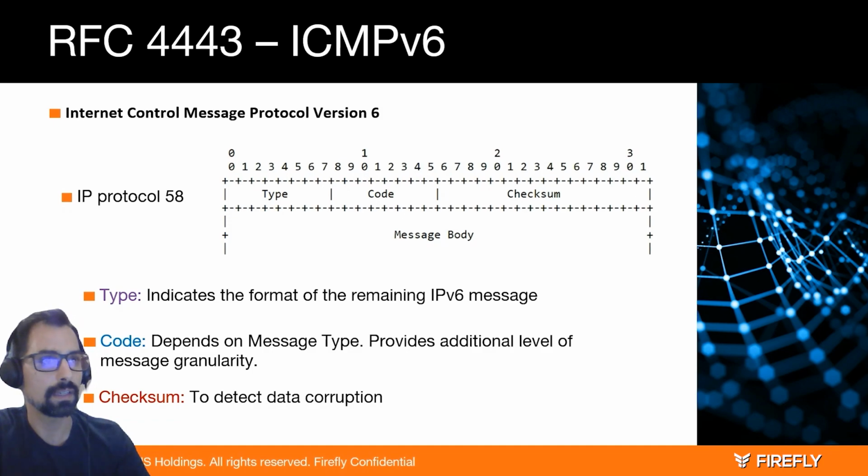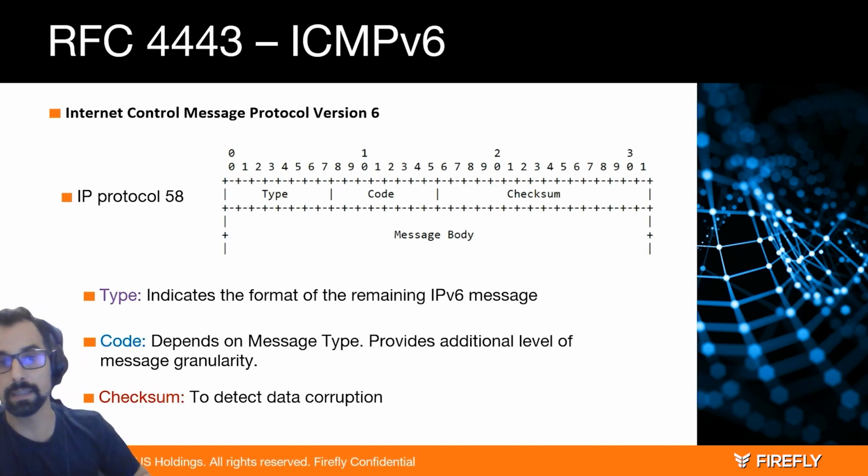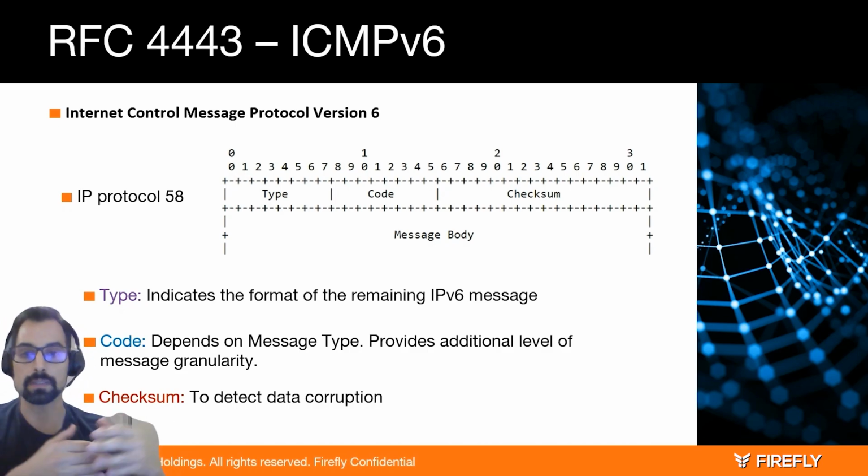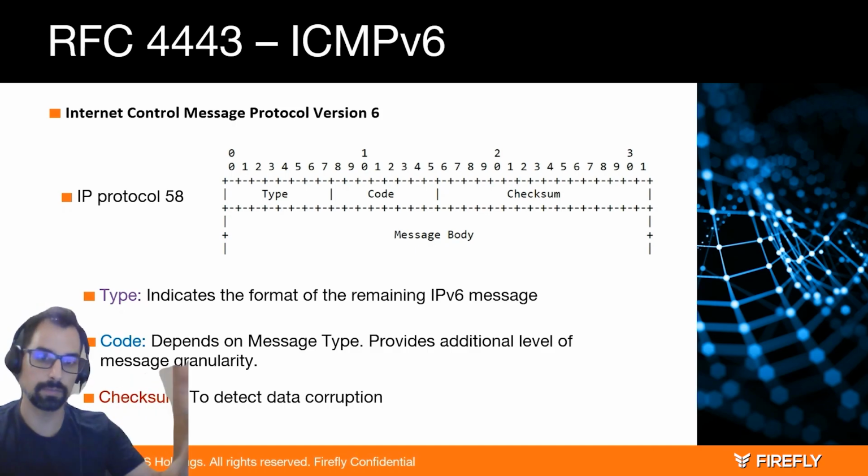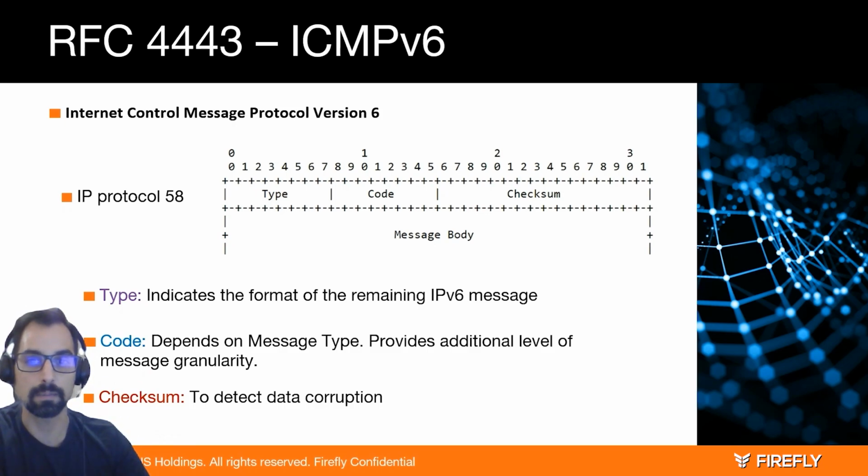As you can see here, ICMP version 6 is actually its own IP protocol 58, and this is the general format. On our first 32 bits we'll have the type that indicates the format of the remaining IPv6 message. We're going to see some examples of different types. Then we have the code, which depending on the type is going to have more information and message granularity, for more options on that specific message. And as usual, the checksum, to make sure that the packet arrived correctly.